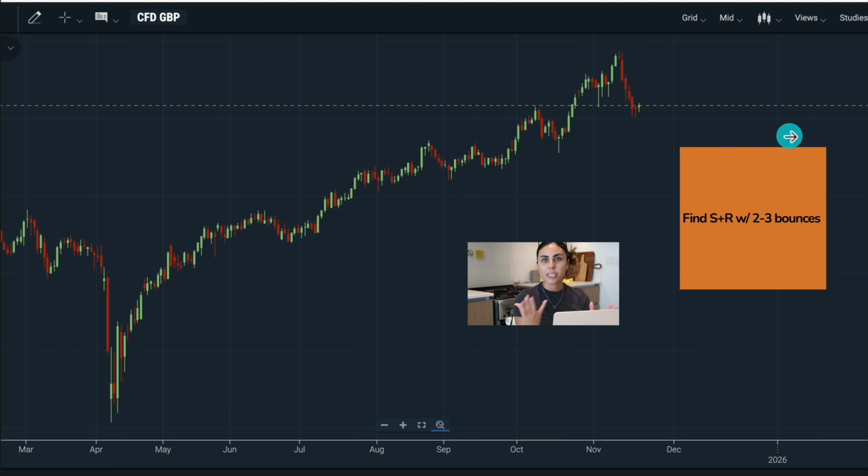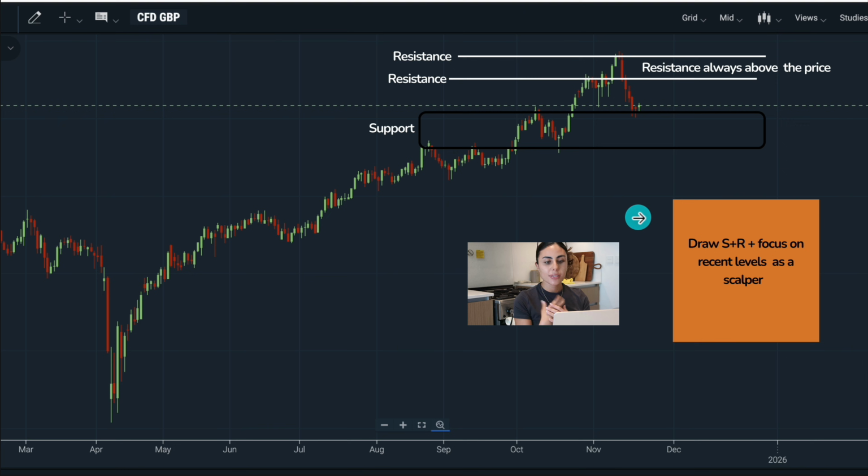Okay, so essentially, like I mentioned, we need to draw support and resistance, and we have to focus on our recent levels as we are scalpers. So I drew a resistance line over here and a resistance line over here, as resistance is always above the price. This is the second oldest resistance level, and this is the newest resistance level just over here.